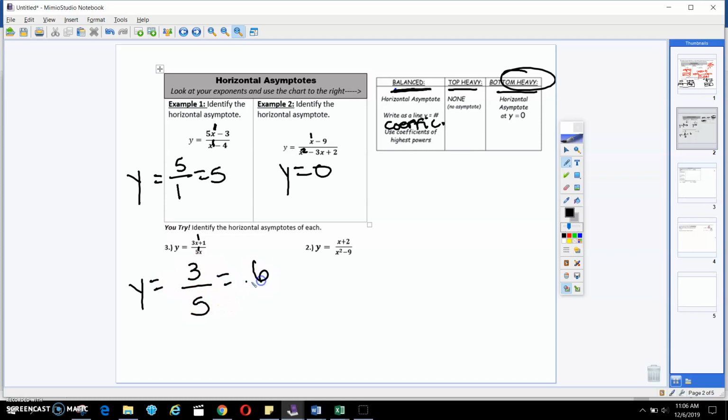Somebody asked me if you could put that as a decimal. Yeah, absolutely you can. But I would probably see it written more as 3 over 5.